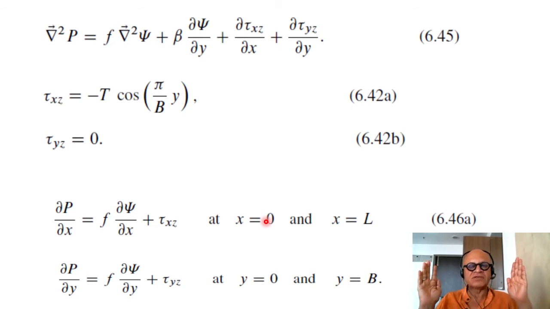So we are setting the pressure gradient at the x and y boundaries. So ∂P/∂y is equal to F ∂ψ/∂y plus ∂(y z) at y equal to 0 and y equal to B. So we don't know the value of P at the boundaries, but we are setting the boundary condition of the gradient being constant so that we still have flow parallel to the walls and not into the wall. So the pressure gradient has to match that condition.